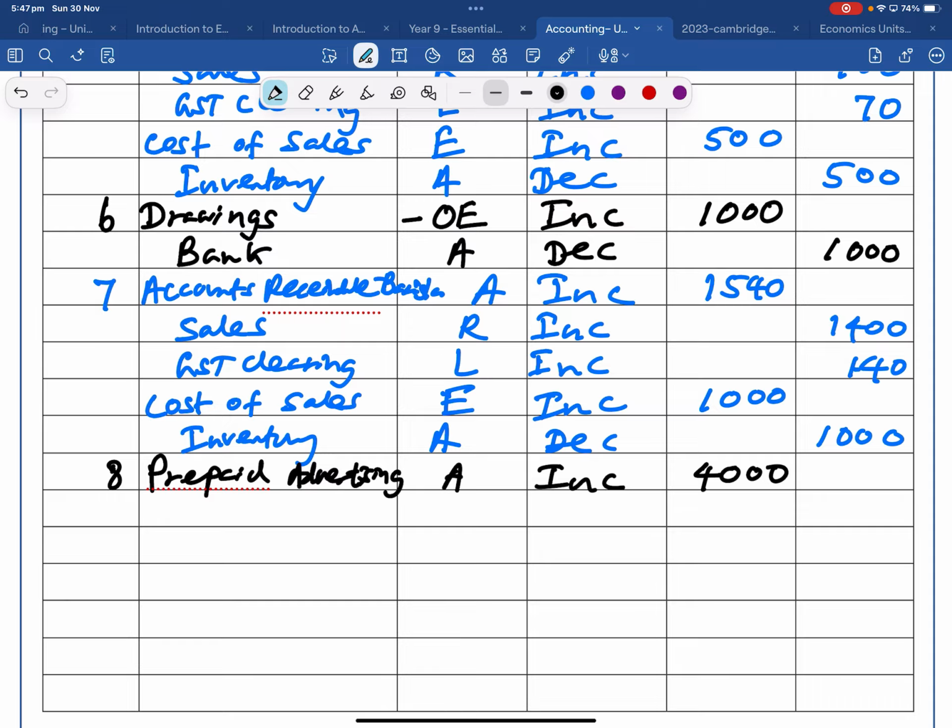Right, then what else? GST clearing, a liability, yes. Increase, decrease? Decrease. Yes, Anya? Decrease, good. Right, because we are paying, yes. And then bank, asset, decrease 4,400.